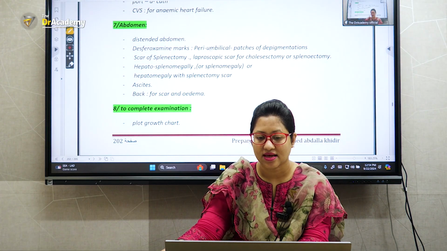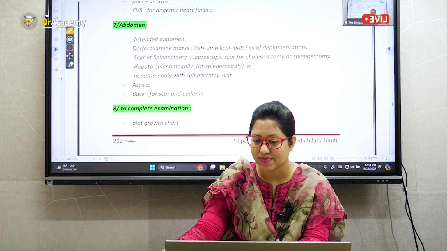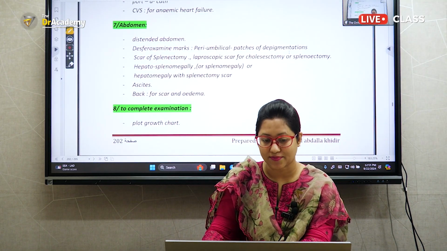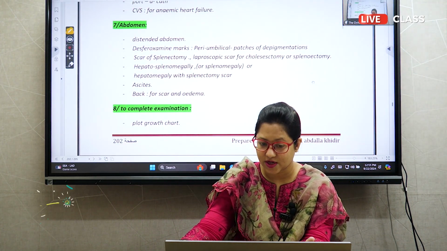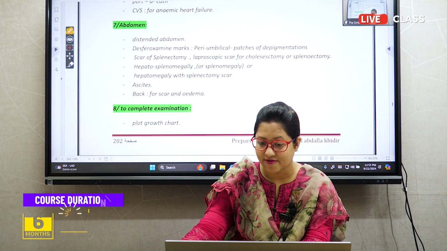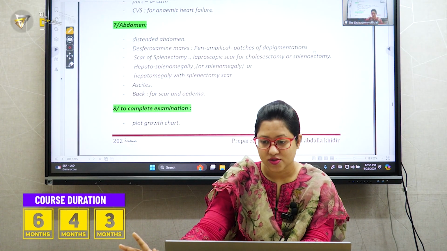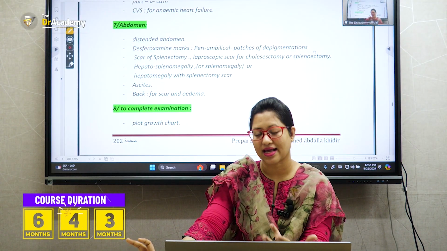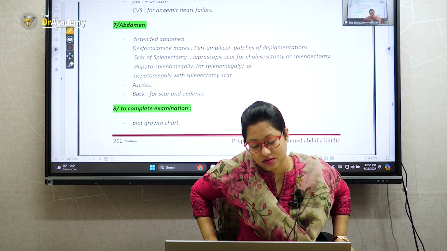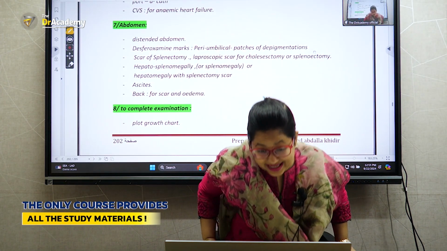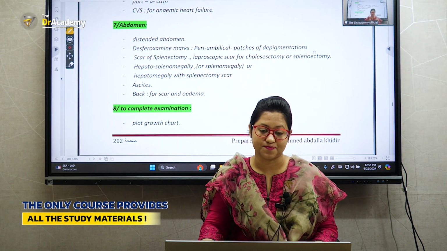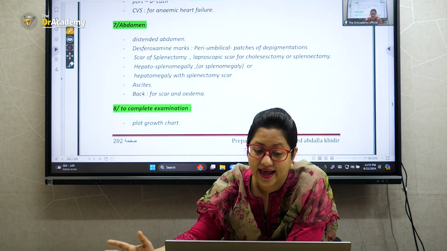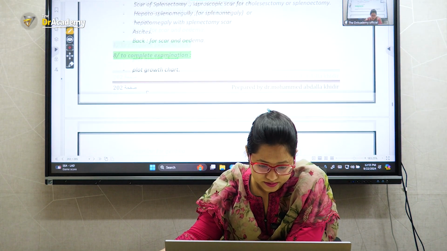Sometimes you might get this. There can be periumbilical patches of depigmentation because desferoxamine is given in the upper abdomen subcutaneously. Okay. Scar of splenectomy, laparoscopic scar for cholecystectomy or splenectomy. So in case of hereditary spherocytosis, sickle cell, and thalassemia, they can have gallstones and eventually get a cholecystectomy, so you might get some scar regarding this. Hepatomegaly with splenectomy scar can be present, ascites can be present, okay?